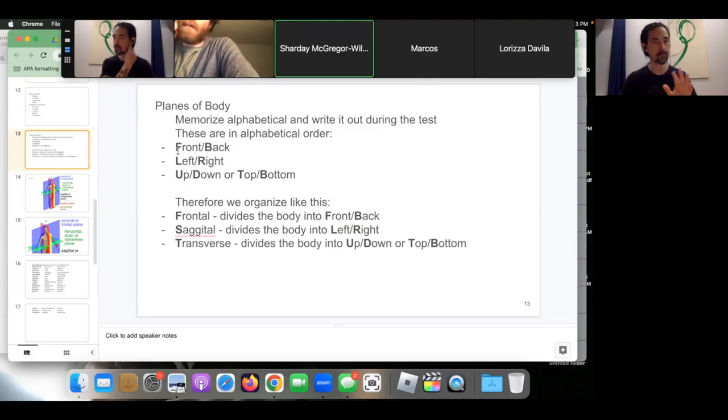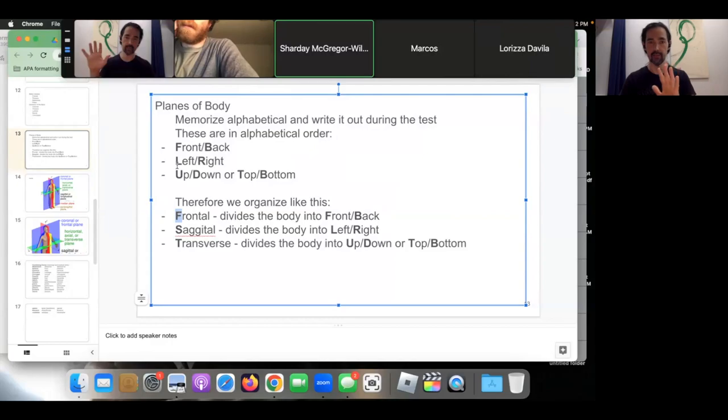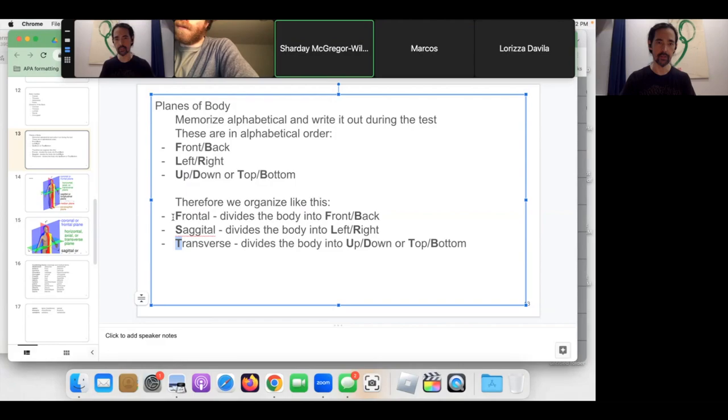So front and back is the first part, and the first plane in the first third of the alphabet is frontal. Left and right is in the middle third of the alphabet, and the next word alphabetically is sagittal. And then up, down, or top, the next word that correlates is transverse, the latter third of the alphabet. So the frontal plane divides the body into the front and back, right? So if something comes from your front, usually you'd think it's coming from this way, but that's actually the sagittal plane, right?